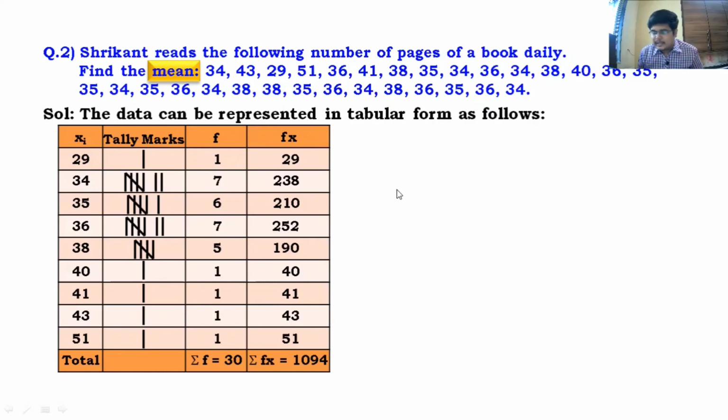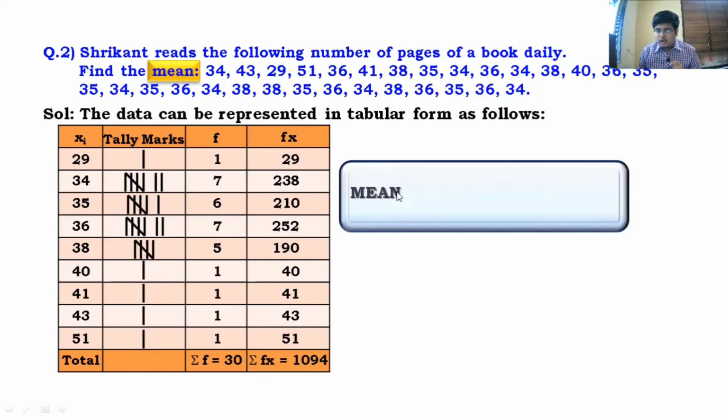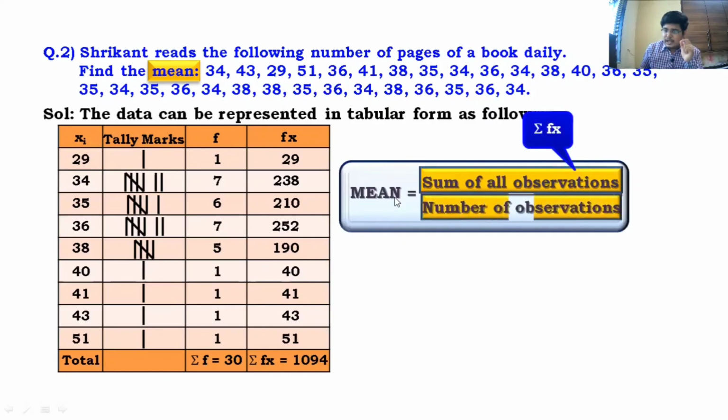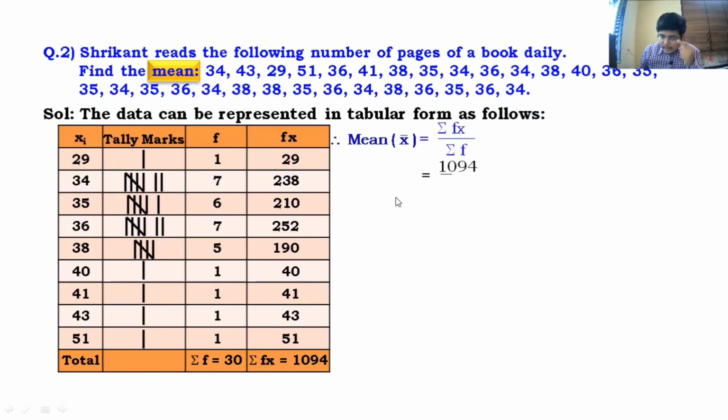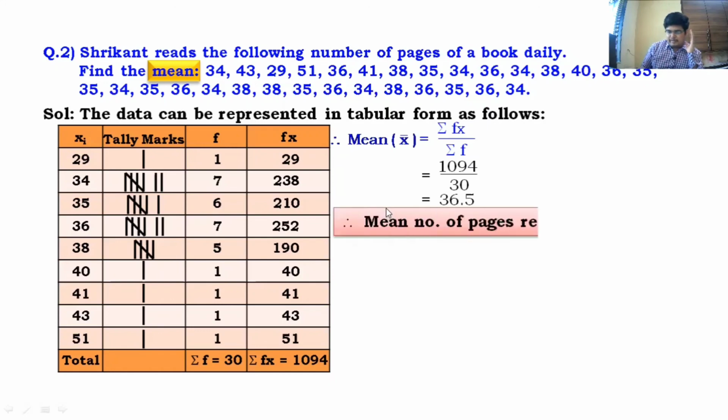And now it's a very simple calculation. Mean, write the formula always. Mean is summation Fx upon summation F. So here summation Fx is 1094 upon summation F is 30. Done. You just have to divide, you will get the answer. So here the answer is 36.5. So the final answer in words: mean number of pages read daily is 36.5. And with that, we finish the mean for ungrouped data.